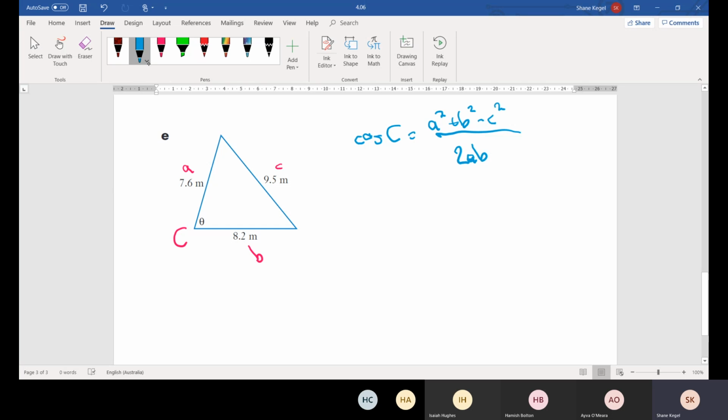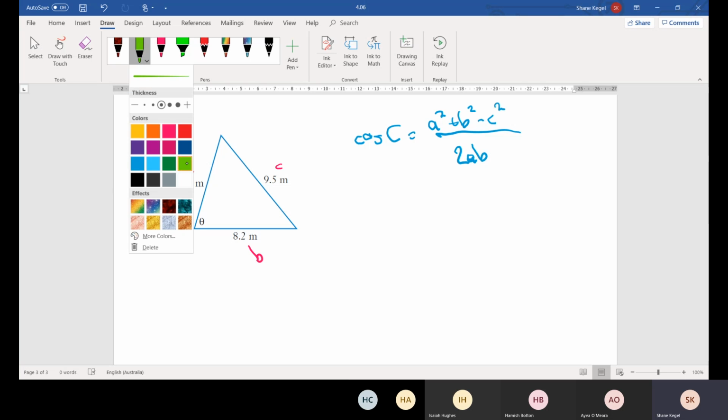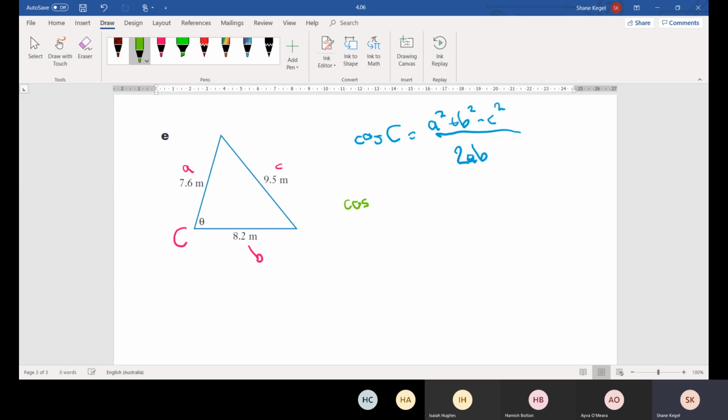Okay, again, I'm going to plug it into my formula. So cos of angle C, which we don't know, that's what I'm finding, equals A squared. So A is my 7.6. 7.6 squared plus my B value of 8.2 squared. Take C squared, so take 9.5 squared, over 2 times A, which is 7.6, times B, which is 8.2.